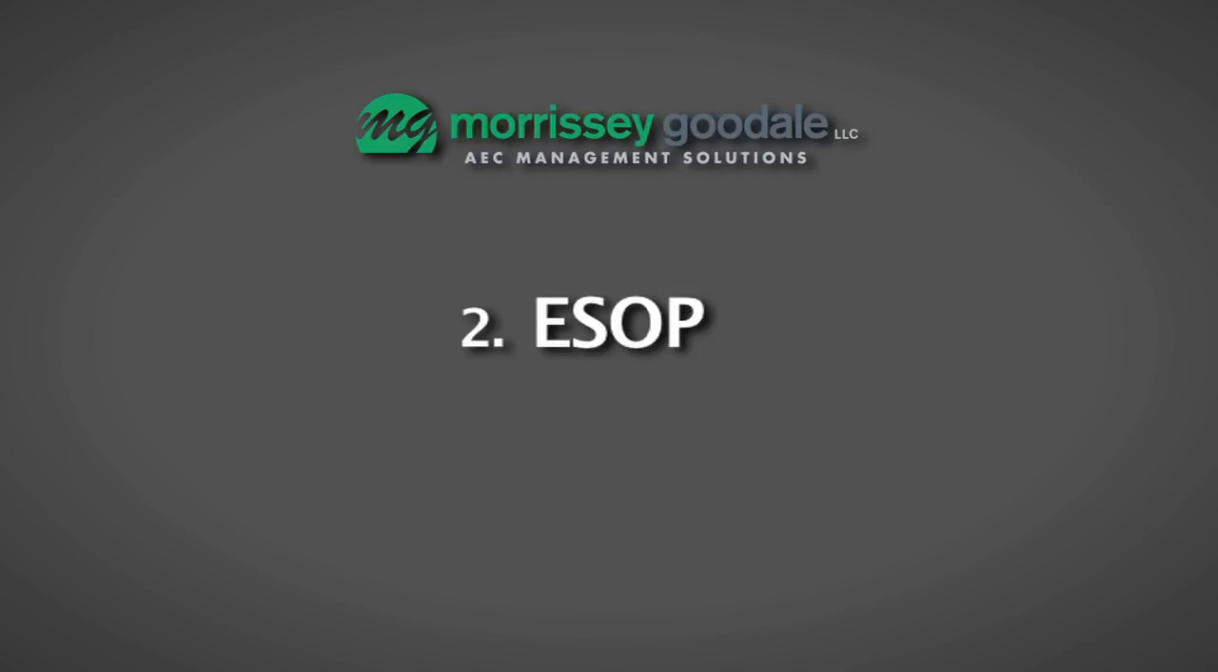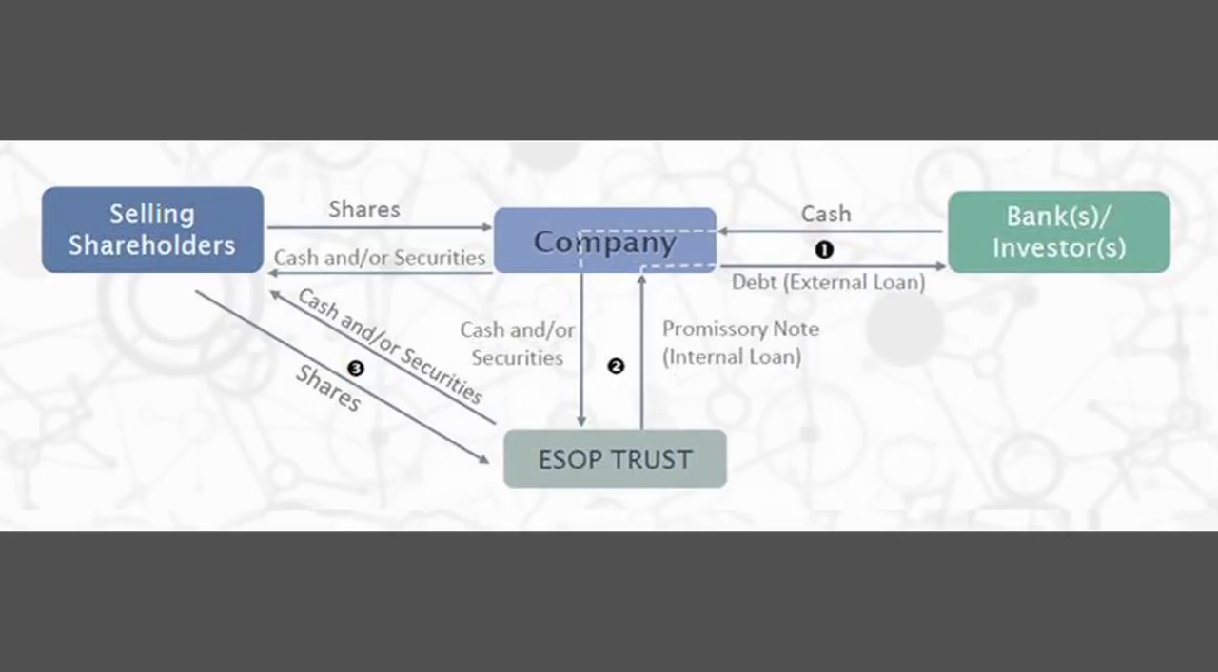2. ESOP. An ESOP, or an employee stock ownership program, is a tax-advantaged share ownership plan enabling selling shareholders to receive immediate liquidity. In an ESOP, the company borrows funds from a bank or investors and then lends the funds to the newly formed ESOP trust. The ESOP trust acquires shares from the selling shareholders in exchange for cash and/or securities.